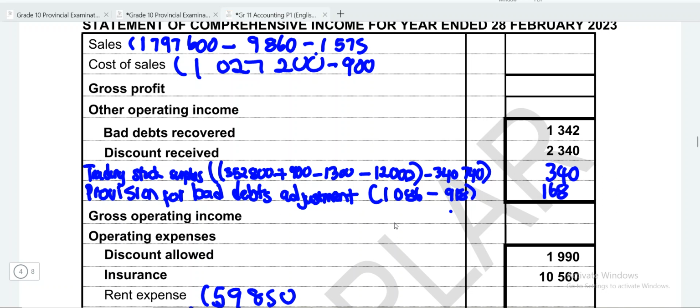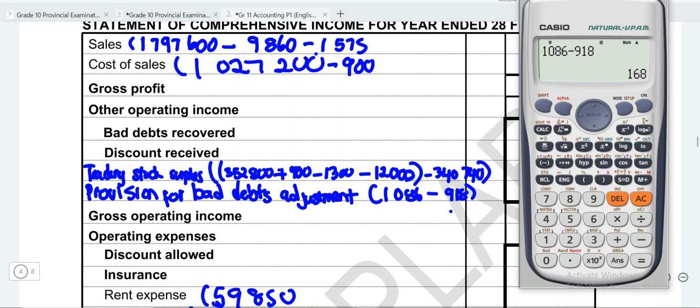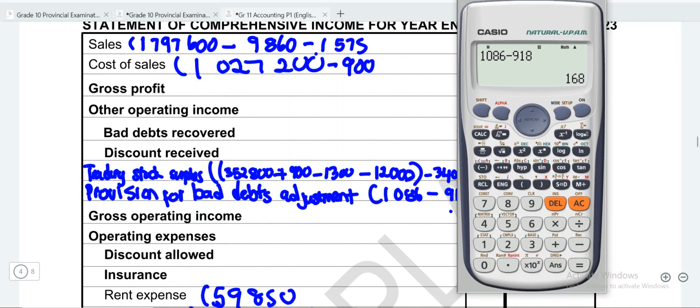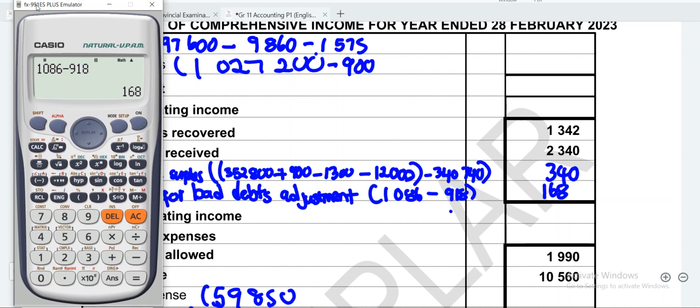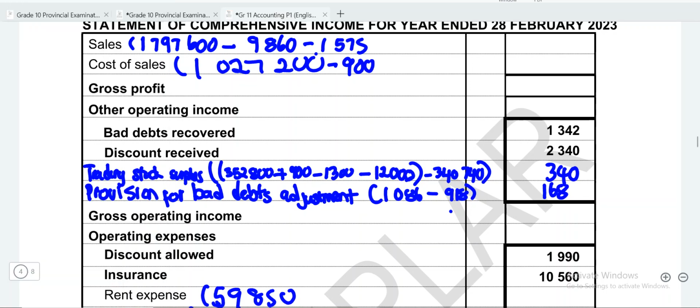And since we now automatically have our other operating incomes, we can just get the total to earn some marks here. So what we are going to do, we are going to say 1,342 plus 2,340, and then also plus 340, and then plus 168. It gives us 4,190. So we can put it here, 4,190, and then we end the part marks for this. Let's go to the next transaction.